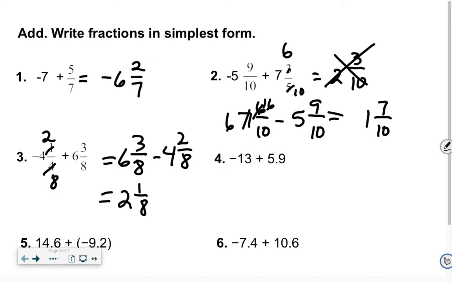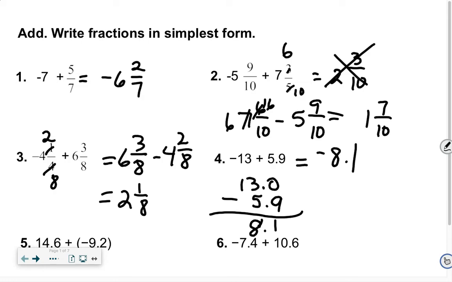Okay. What about number 4? What's the sign of the answer going to be? Paige, positive or negative? Sign has to be negative. Good. And then all I do is 13 minus 5.9. When I do that, I end up with 13 minus 5 is 8. So I have a negative 8 1/10. Do you agree with me? Did I do something wrong, Wesley?